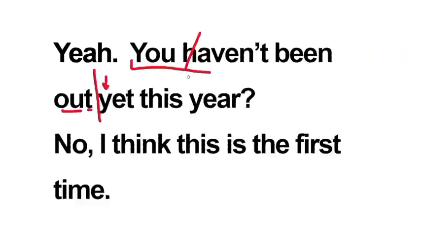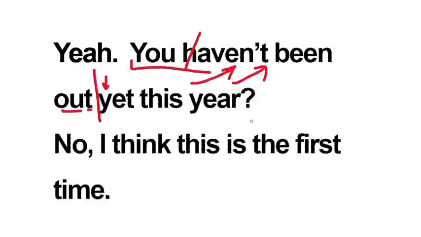You haven't been out yet this year? You haven't been out yet this year? I also notice the intonation of the phrase goes up at the end. This year, this year. Why is that? That's because this question can be answered with yes or no. And yes/no questions do go up in pitch at the end. You haven't been out yet this year?